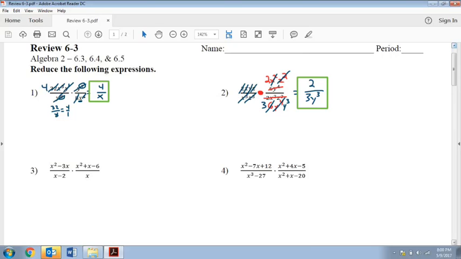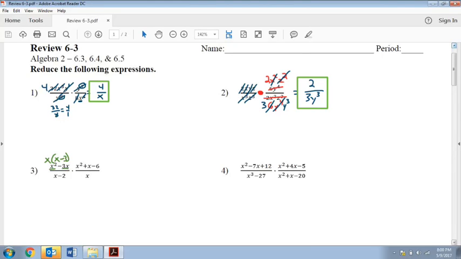Okay. 3 and 4 operate the exact same way, except before we start canceling anything out, because of these pluses and minuses, we need to factor first. All right. So remember, always start off by dividing. Like this first one, I can divide an x out of both of those. So put it out front. That leaves me with an x minus 3.